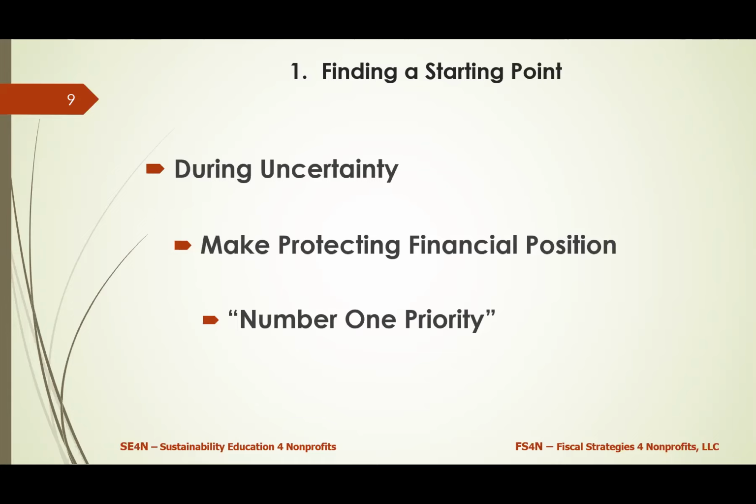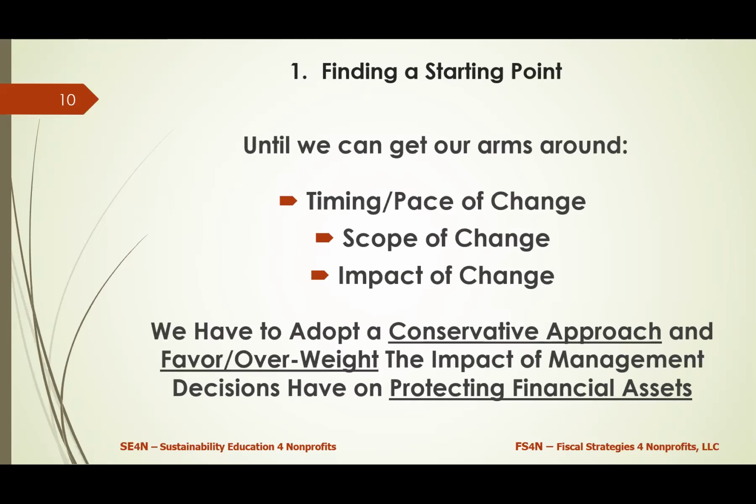And, you know, no nonprofit is so siloed that the economy, those partnerships, how we provide resources, the sheltering in place, don't affect it. So with that said, as I stated earlier, we don't know the answer to timing, scope, and impact. So if everybody will please memorize this bottom sentence: we have to adopt a conservative approach right now that overweights the impact management decisions have on protecting our financial resources. So that's step number one, okay?